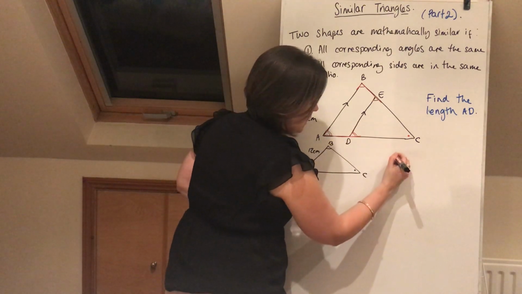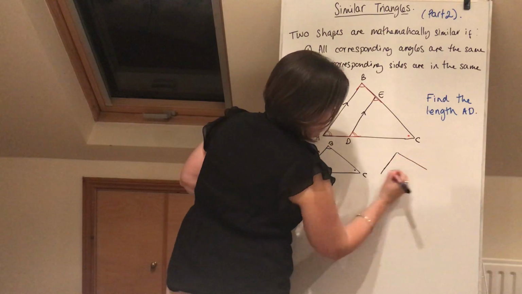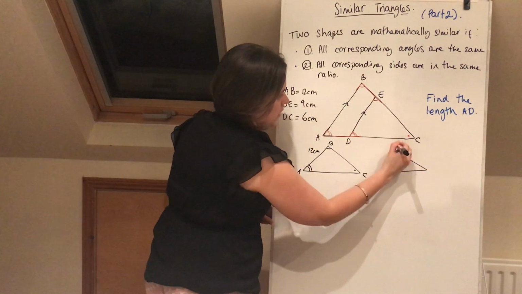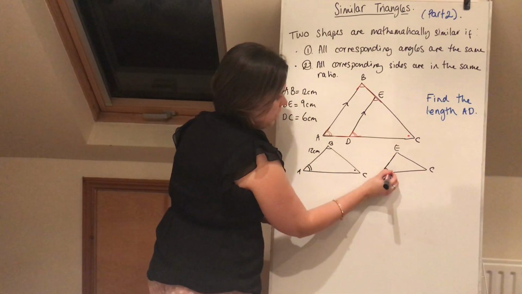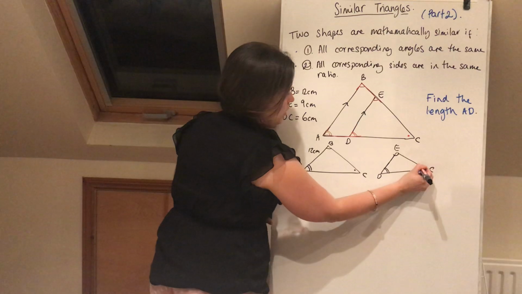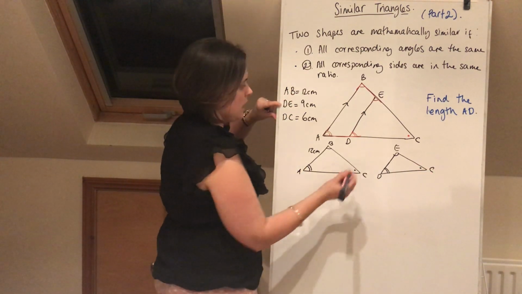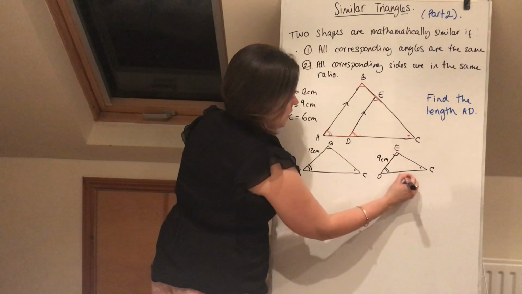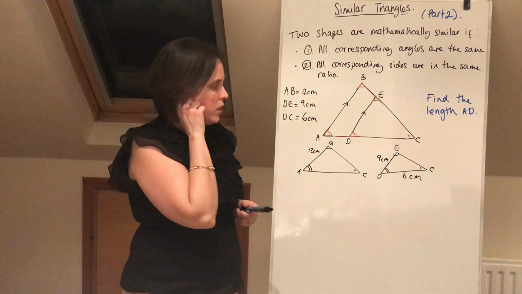This one is a slightly smaller one, so I'm going to make my diagram look a little bit smaller, and this one is DEC, and we have a double line here, single line here and a dot here. From the information that we were given, DE is 9 centimetres and DC is 6 centimetres. So that's all the information that we have.